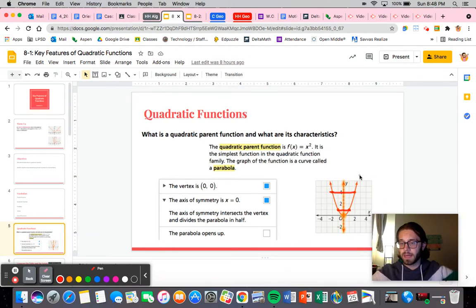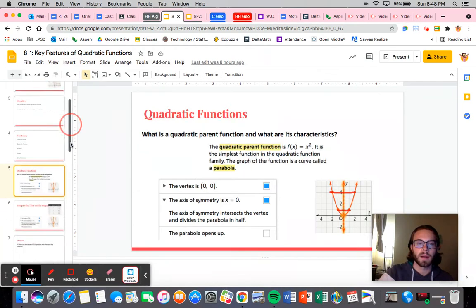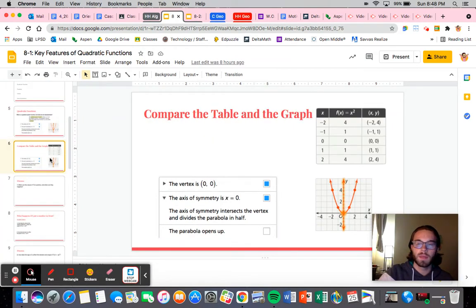You count over from the axis of symmetry, you'll get the same picture. And again, you are going to have situations where it opens up or down. The parent function is always going to open up. It's not going to start opening down until you start putting things in front of it.